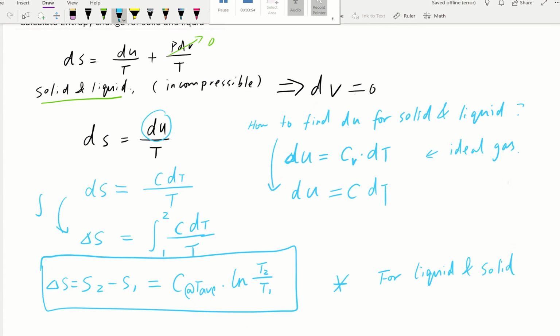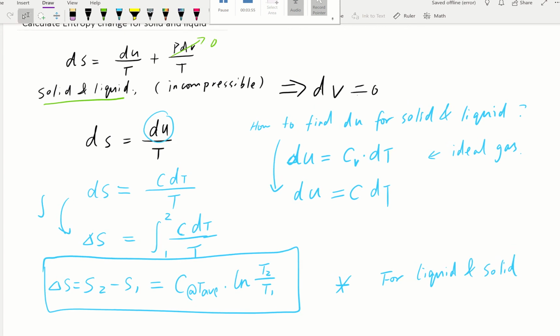So look at the expression and the assumptions we made. It's incompressible, so this term equals 0. And here we learned that for solid and liquid, du is equal to C dT, because solid and liquid are not compressible, so Cv and Cp are the same. And knowing that, we got an expression to find entropy change for solid and liquid.